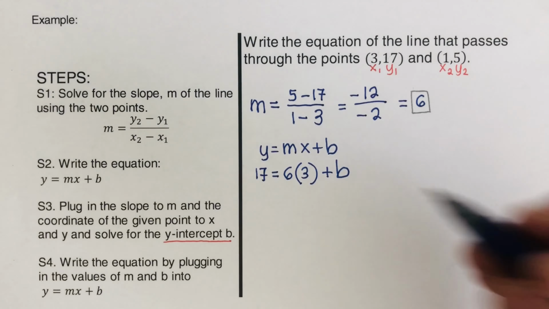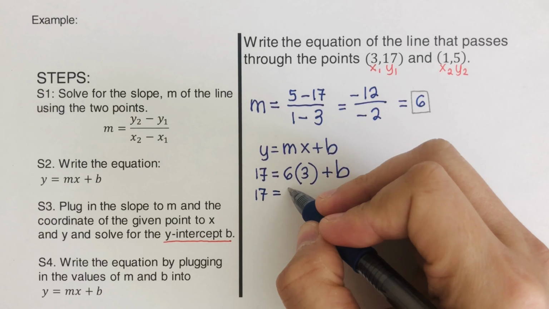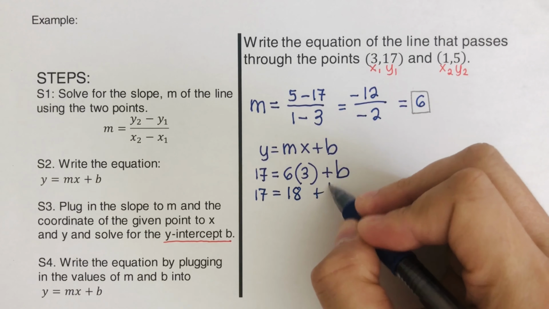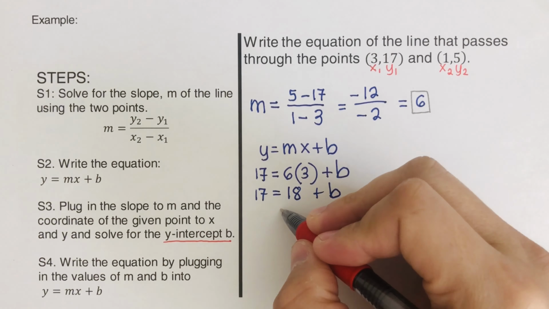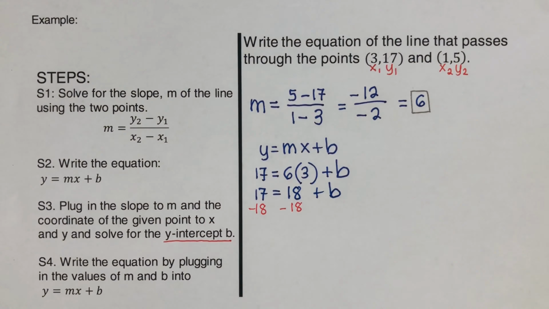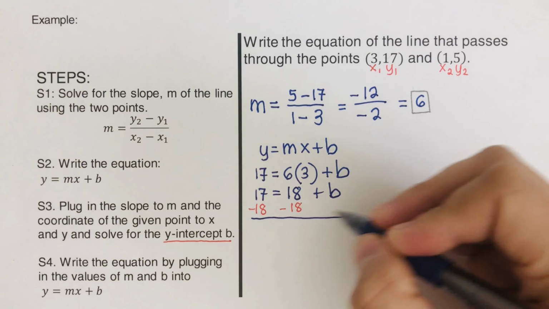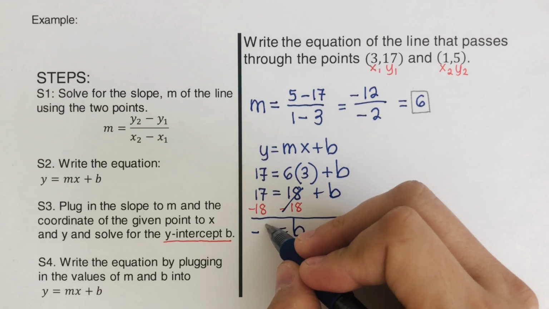So if we simplify this, this would be 17 equals 6 times 3, which is 18, plus b. So then we want to solve for b. That's part of the third step here. So we subtract 18 from both sides, minus 18. So then we can go ahead and cross this out. Our b, or y-intercept, is negative 1.